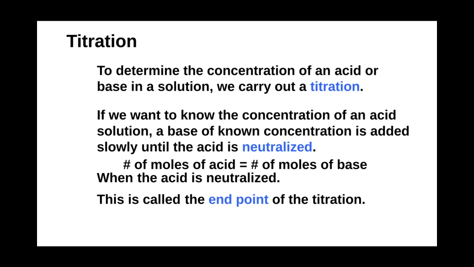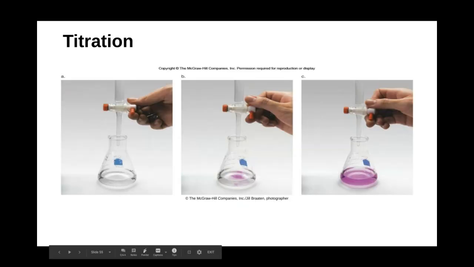So if we think about this, if we have some unknown concentration of hydrochloric acid and we add sodium hydroxide, a strong base, we have to keep adding sodium hydroxide until the pH gets to 7, because that means that both are in equal concentrations to one another. Now, once neutralization occurs, this is what we call the endpoint of titration.